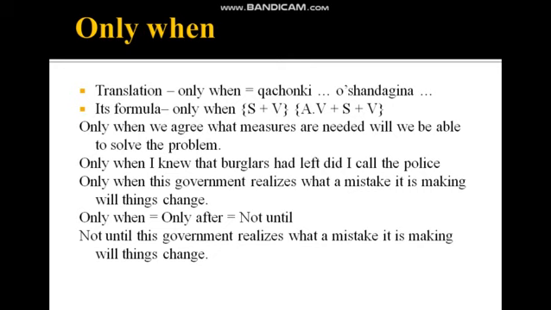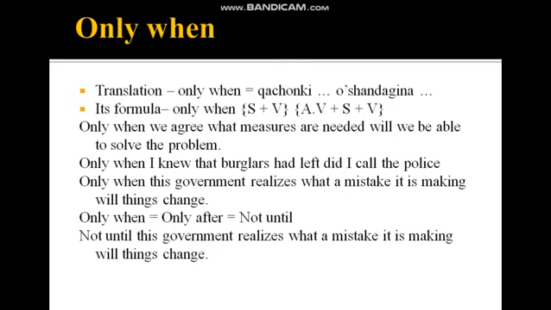And let's read the next one. Only when the government realizes what a mistake it is making will things change. See, guys, that's not things will change. That's will things change. See, the second part is being built in terms of inversion rules. So be careful with that.